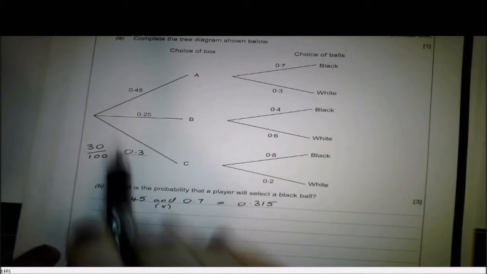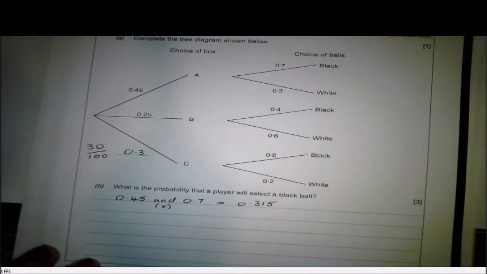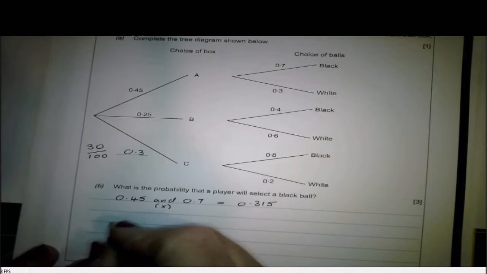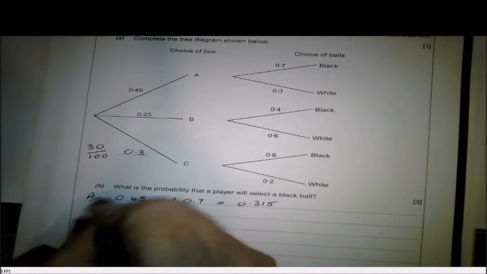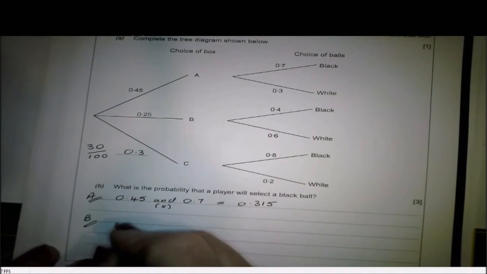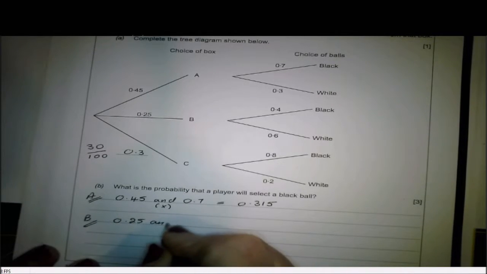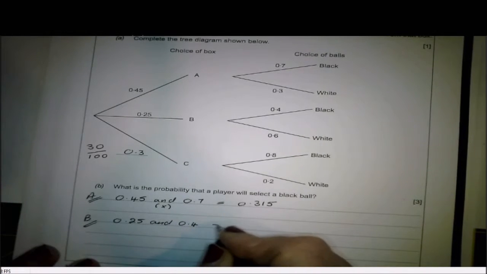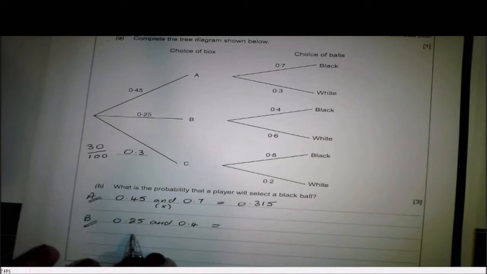But he could also choose a black ball from box B. So the probability of a black ball from box B is the probability of choosing box B, which is 0.25, and the probability of choosing a black ball from that box is 0.4. 0.25 multiplied by 0.4 is 0.1.